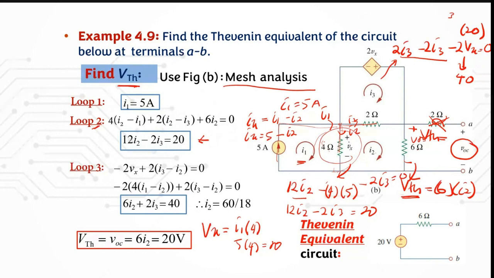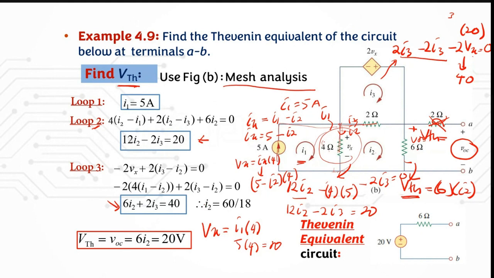So for your Vx here, Vx is Ix times 4. So you need to substitute this Ix by 5 minus I2 times 4. Then you need to rearrange the equation again. Just substitute Vx with 5 minus I2 times 4, and when you do the rearrangement, you can get these equations.